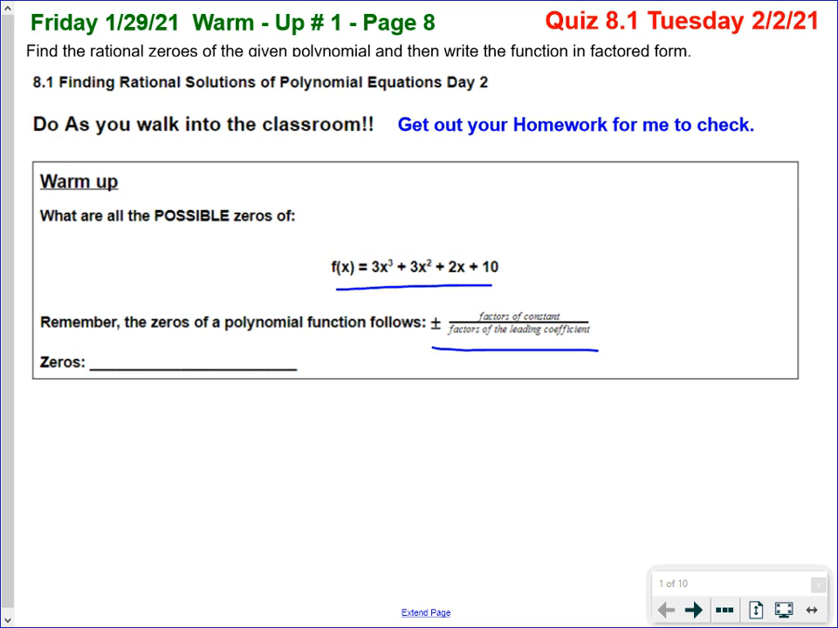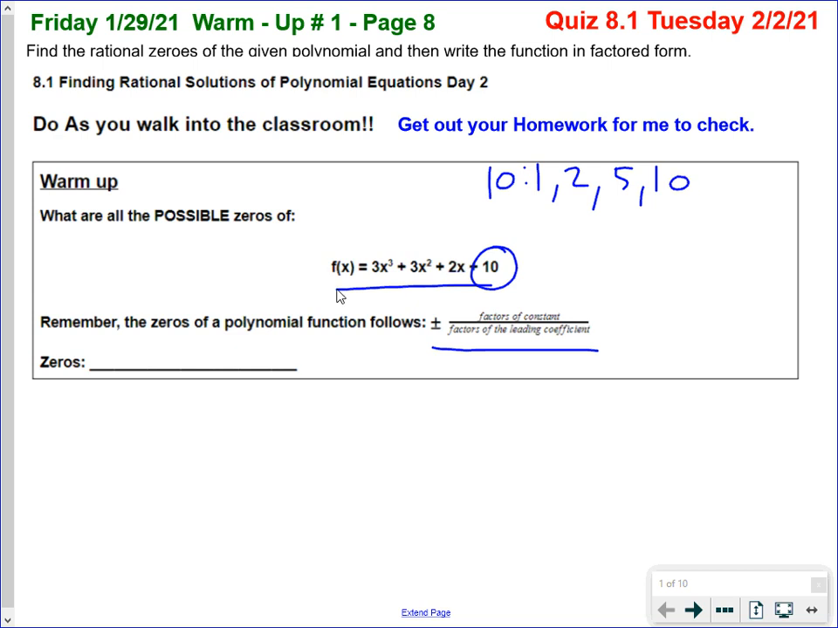So let's go ahead and go over it. To write out all our possible zeros, we're going to figure out all our factors of our constant. In this polynomial, our constant is 10, and all our factors of 10 are 1, 2, 5, and 10.